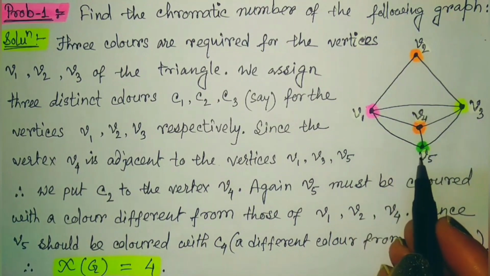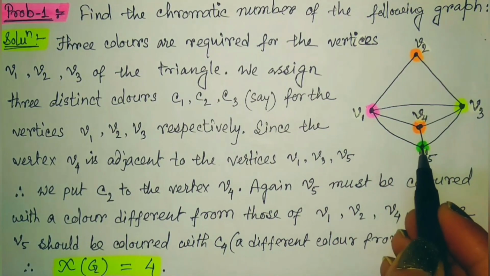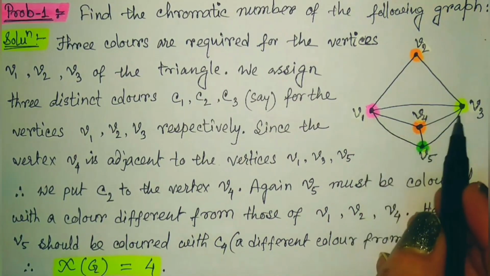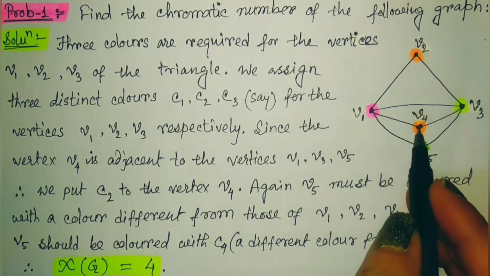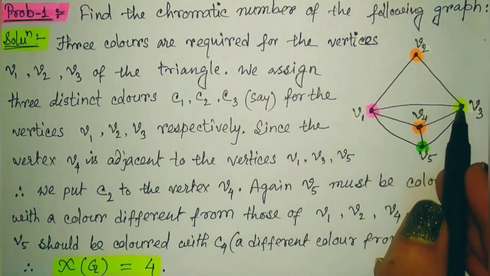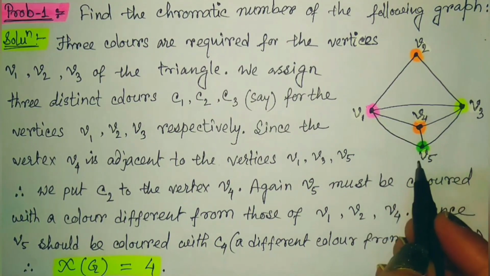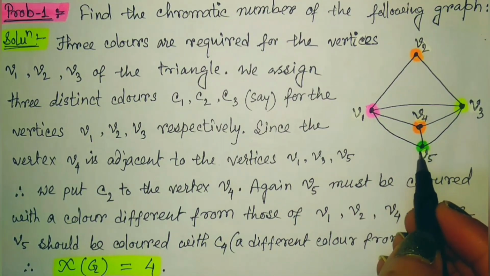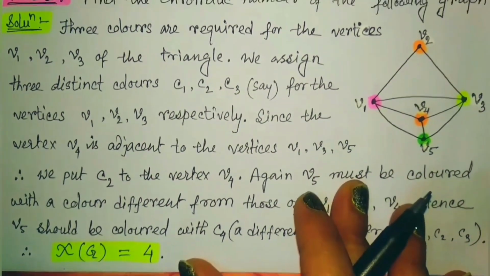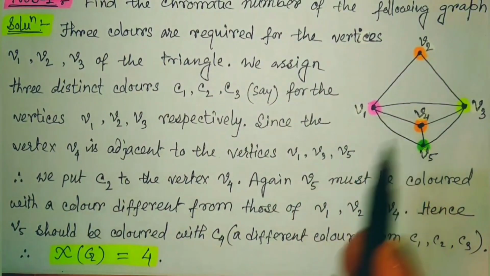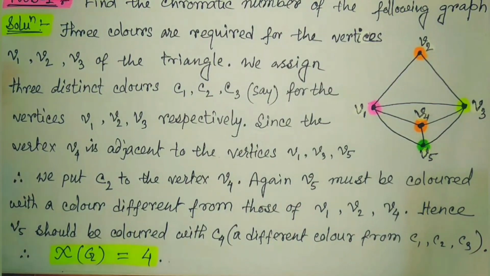Now one more vertex is left. This vertex is adjacent to V1, V3 and V4, all these 3. So it is obvious that among these 3 colors, no color can be put on the vertex V5. So we require one more color to color the vertex V5, that is, the 4th color is required. Accordingly, we can say that the chromatic number of this given graph is 4. This is the straightforward trial and error method.